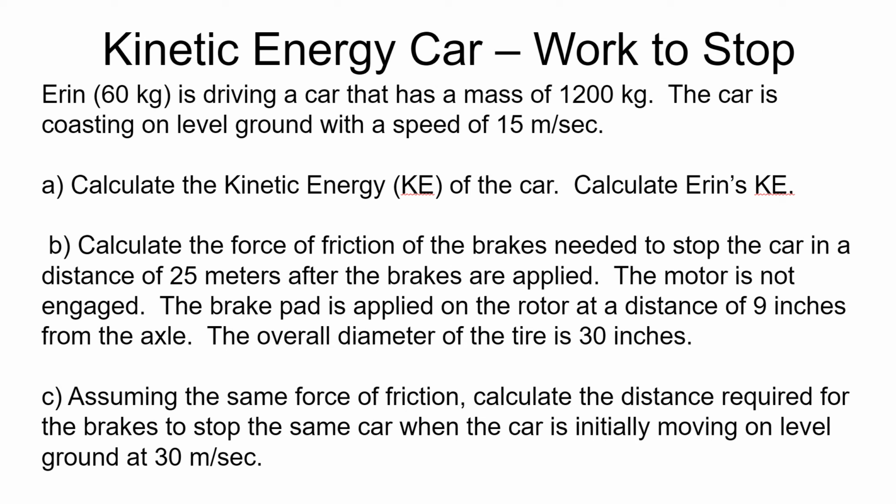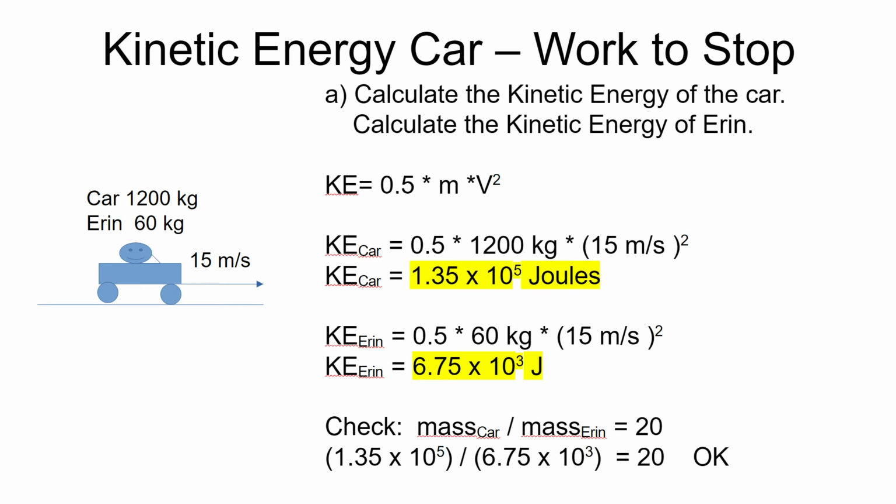Then we're going to assume the same force of friction for the brakes and calculate the distance required to stop the car if we up the speed to 30 meters per second, if we double the speed from what we have in Part B. So let's see how the calculations proceed. You should read the problem a couple times. After you read the problem, then make a sketch with some of the important information. A simple sketch is fine, it doesn't have to be artistic.